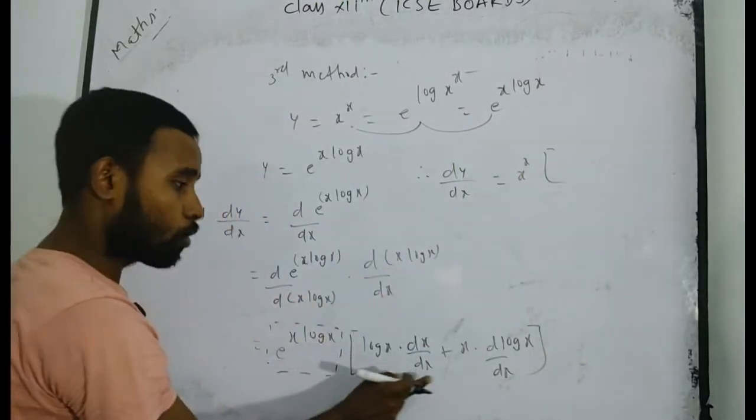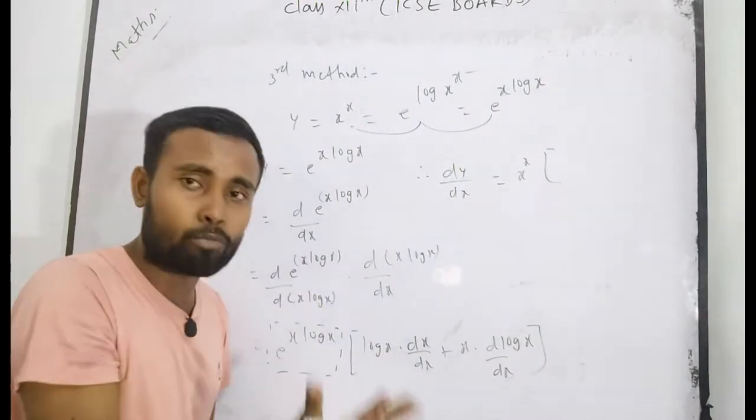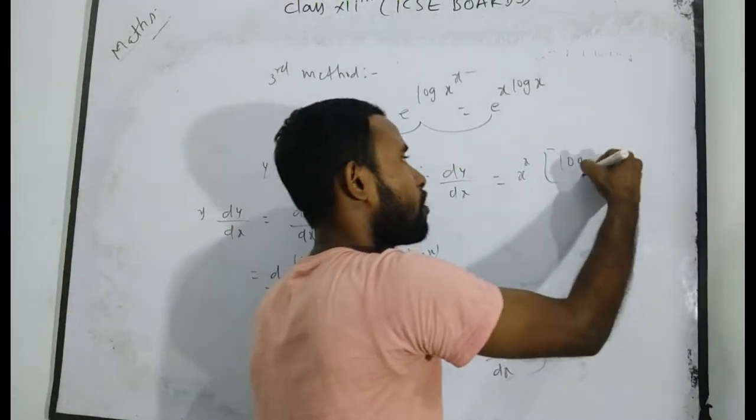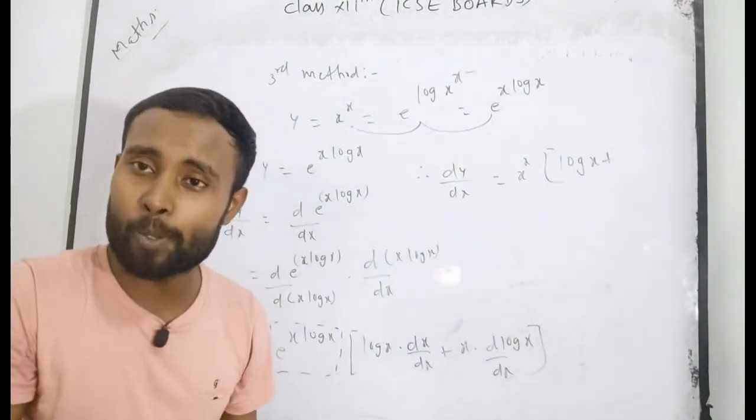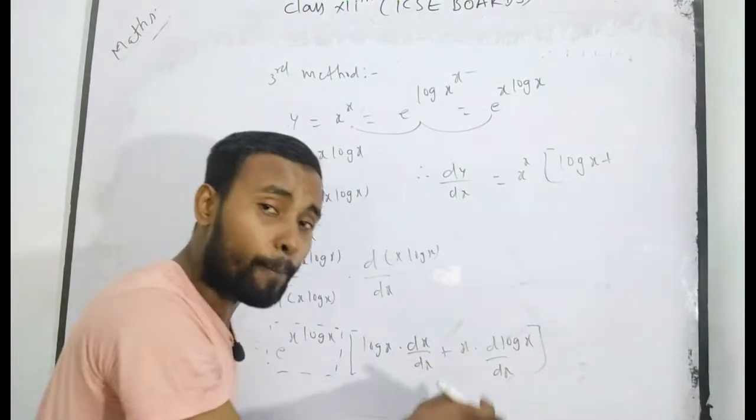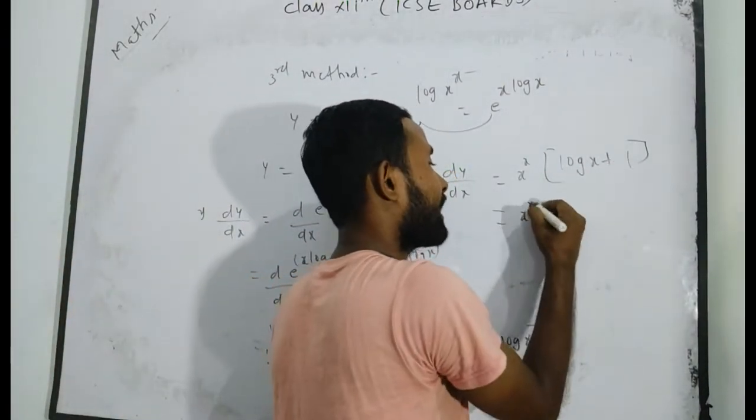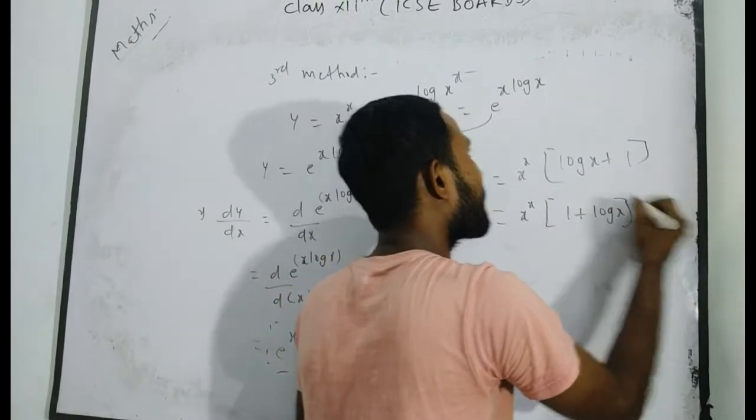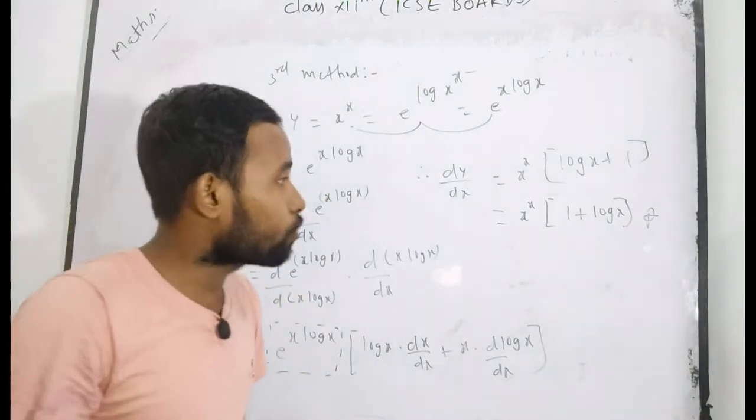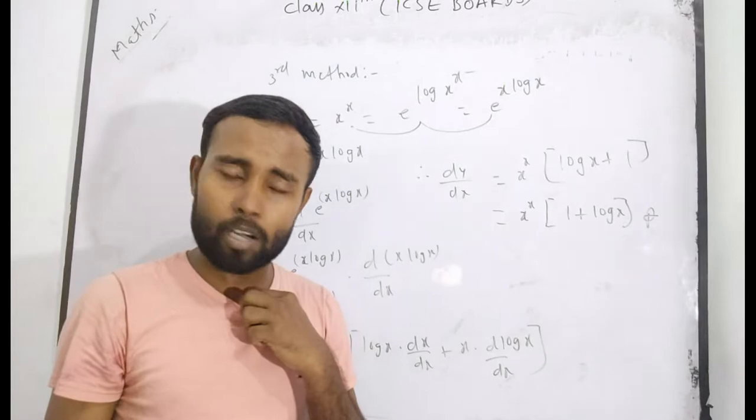into, as you know, the derivative of x with respect to x will be 1 times log x, so you can write directly log x, plus here x into the derivative of log x with respect to x, which will be 1 upon x. x times 1 upon x will be 1. So it will be 1 plus log x. So finally you will get x to the power x into 1 plus log x. This is your correct answer of this question. I think you get in all cases x to the power x into 1 plus log x.